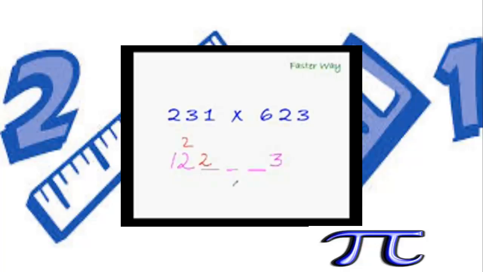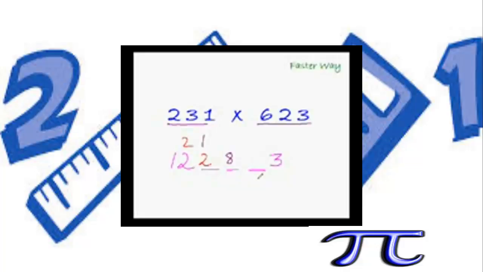To get the middle digit, do the rainbow multiplication with all the 3 digits. So 2 times 3 is 6 and 3 times 2 is 6. 6 plus 6 is 12, and add to that 1 times 6 is 6. 12 plus 6 is 18.